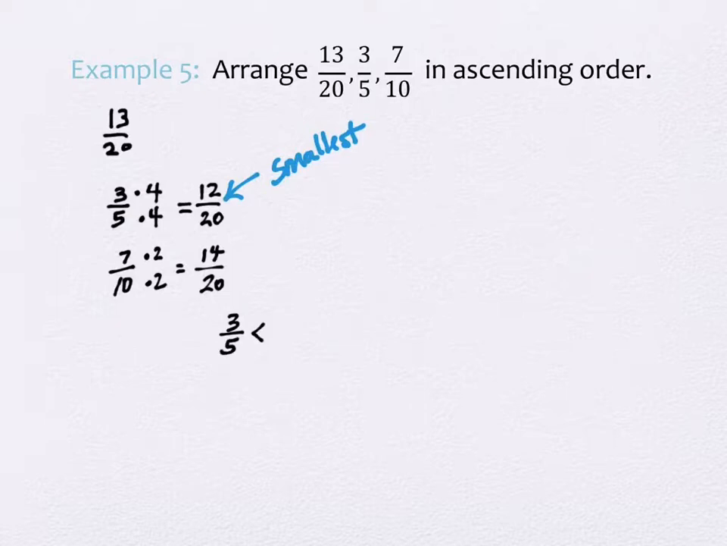What would be my next largest? 13. Yep, this is my second one. So I have 13 over 20, leaving the 7 over 10 as my largest fraction.